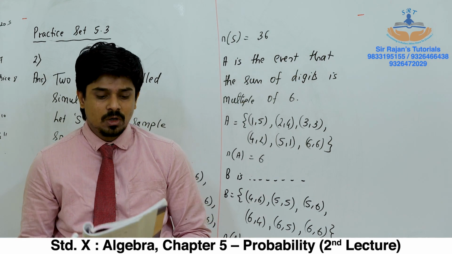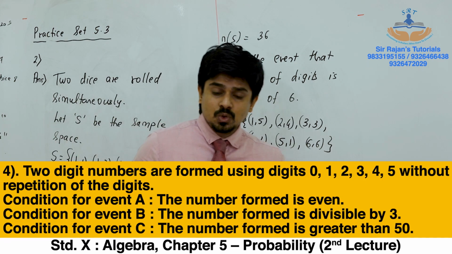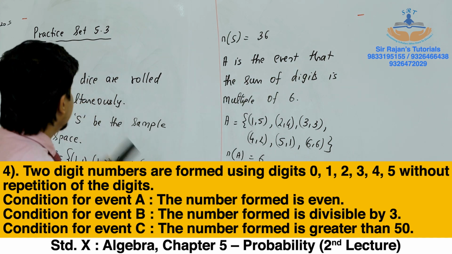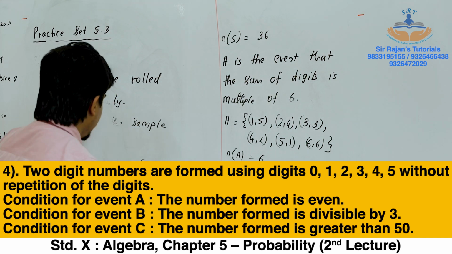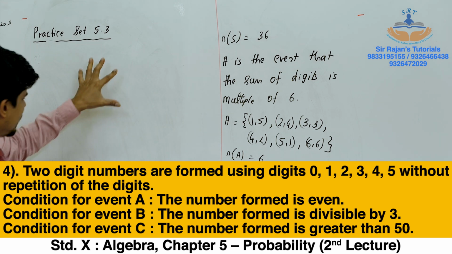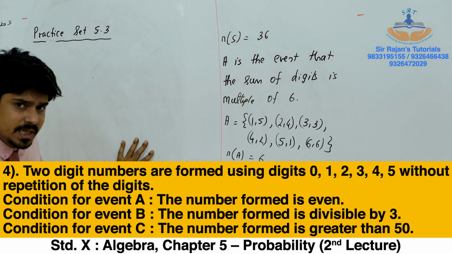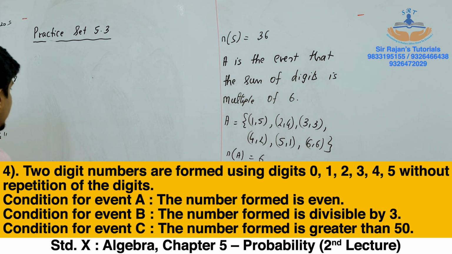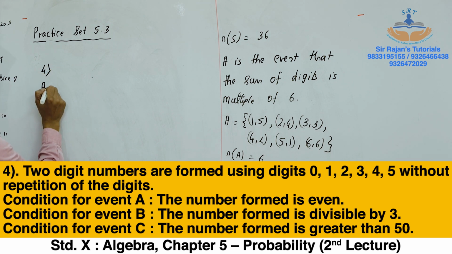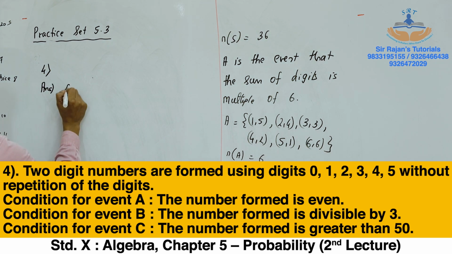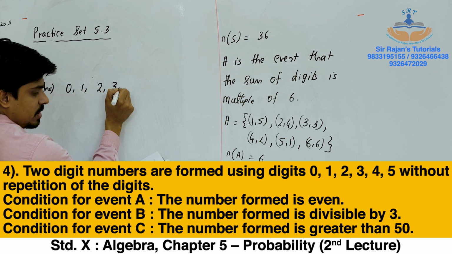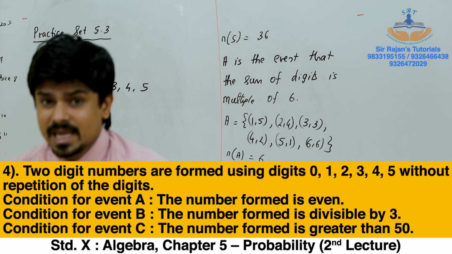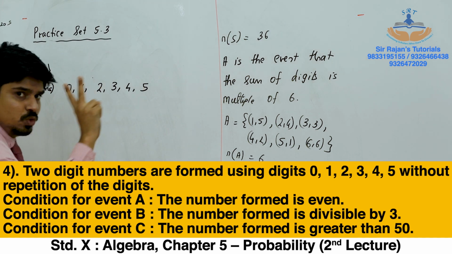Look at question number 4. 2-digit numbers are formed using digits 0, 1, 2, 3, 4, 5 without repetition of digits. Okay. Now I am not solving it entirely. Refer to my notes for how to present these sums. I'll explain the main concept over here. Which are the digits that they have given? Digits are 0, 1, 2, 3, 4, 5, and digits cannot be repeated. I need to form a 2-digit number.